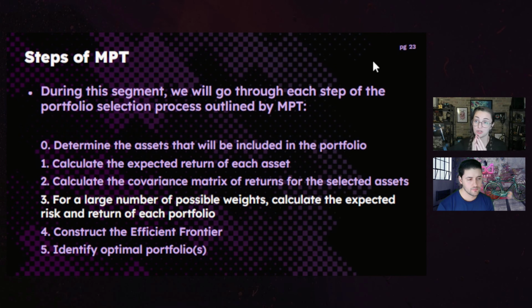So now that we have a way to measure expected reward and a way to measure expected risk, now comes our next step, part 3, which is we're going to find a bunch of different possible weights.